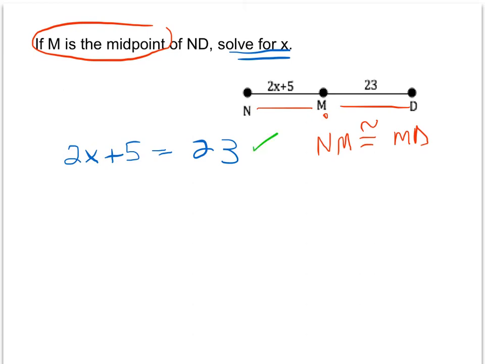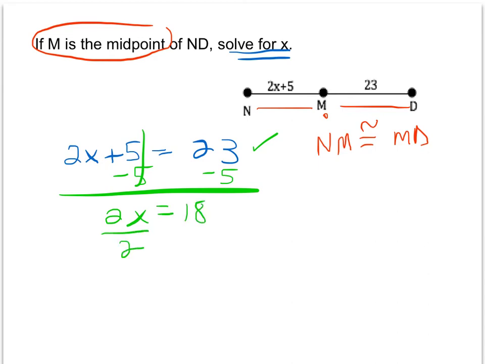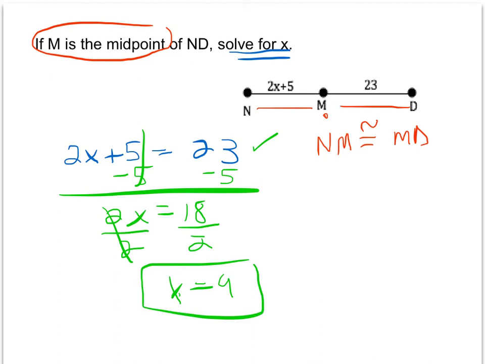So now that we have our equation, this is a simple one-step equation where we want to get x by itself, and we get 2x equals 18 in the last step. Divide both sides by 2, and we get x equals 9. We were asked to solve for x, so x equals 9.